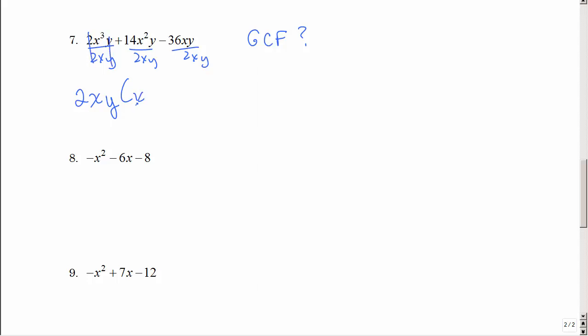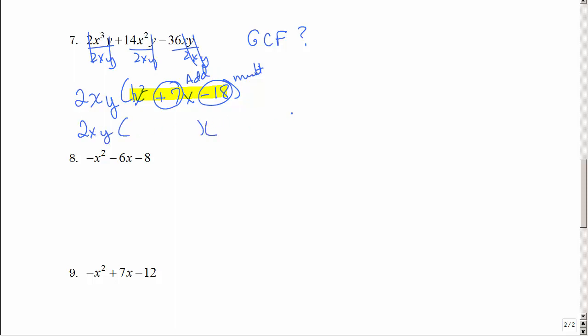So let's see, that leaves me x squared plus 7x minus 18. That's one step. Can I go further? Well, it's a trinomial with a leading coefficient of 1. Is there something that multiplies to get negative 18 but adds to get a positive 7?